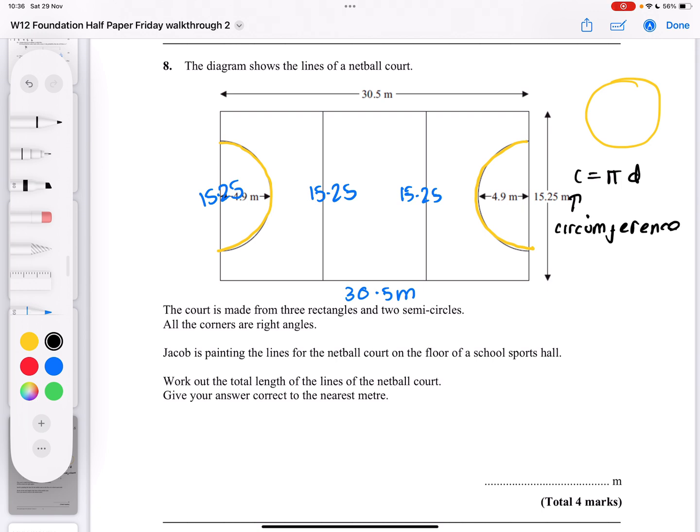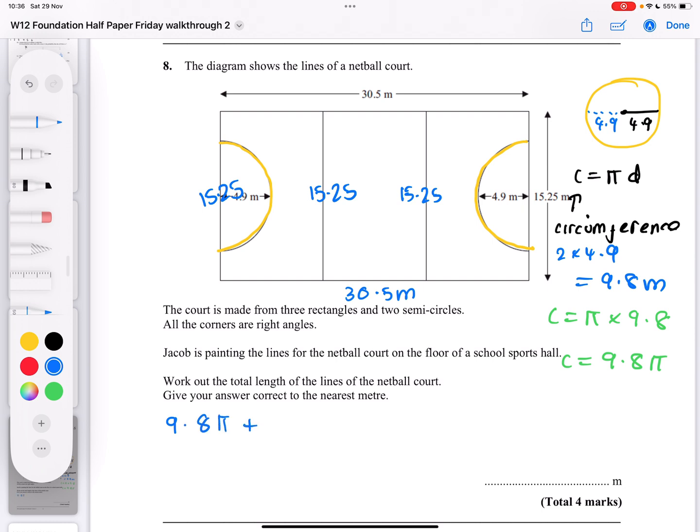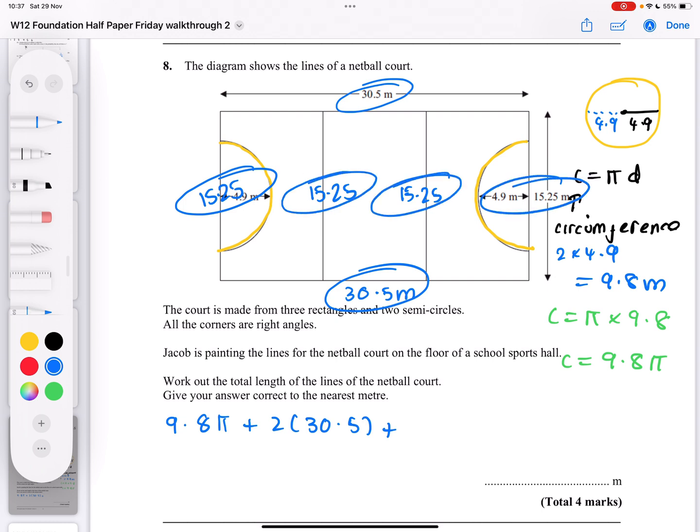So if we've got a radius of 4.9 metres, we've got a diameter of 2 times by 4.9, which gives me 9.8 metres. So the circumference then is pi times by 9.8, that I'm going to keep as 9.8 pi. I'm going to add up these lengths to get the total length. 9.8 pi add. I've got 2 lengths of 30.5 and 4 lengths of 15.25.